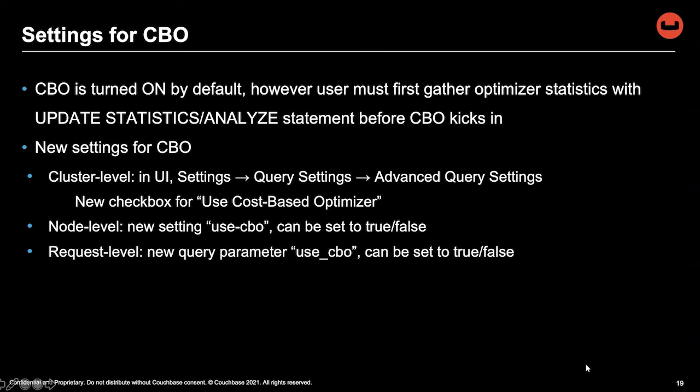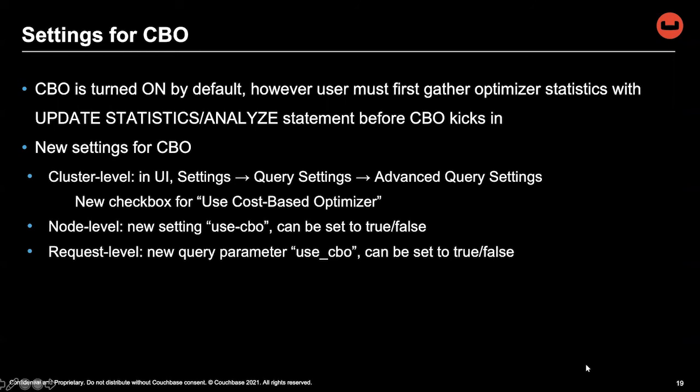There are a few settings for CBO that you can use. At the cluster level in the UI, under settings, query settings, then advanced query settings, there's going to be a new checkbox for use Couchbase Optimizer. That's going to be checked by default, but you can go in and uncheck it if you don't want to use the new CBO functionality.